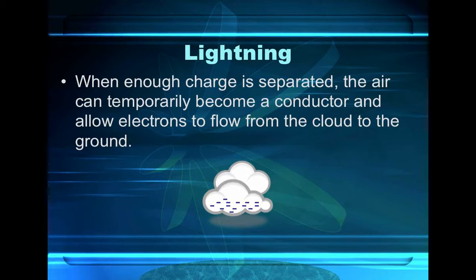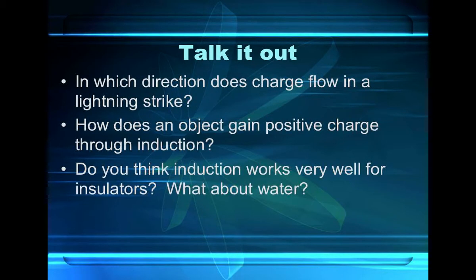So we have the negative cloud there, and that induces positive charge on the ground. When the separation gets large enough, then we have a lightning strike that dissipates the charge. Okay. So talk it out.